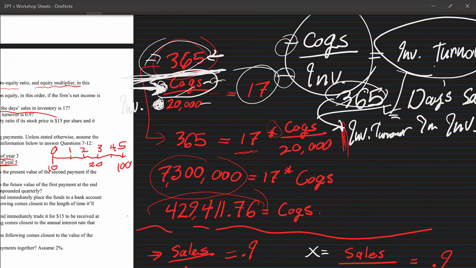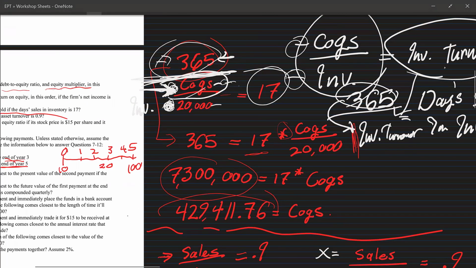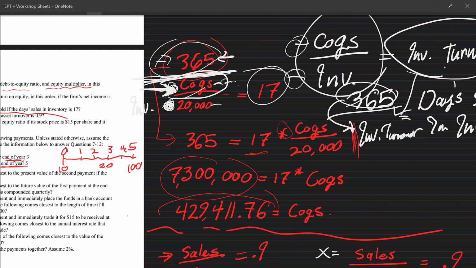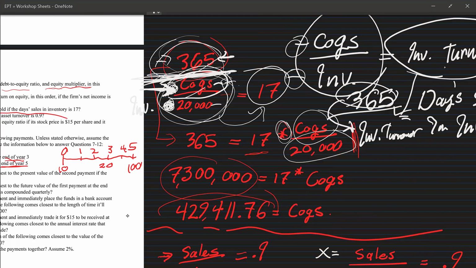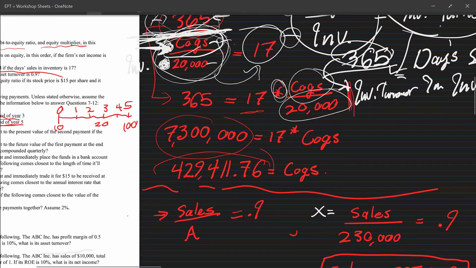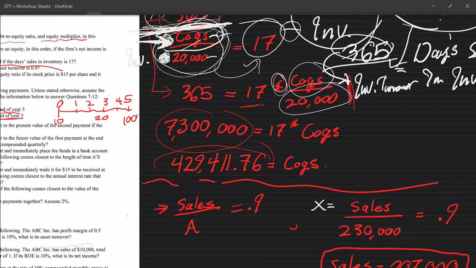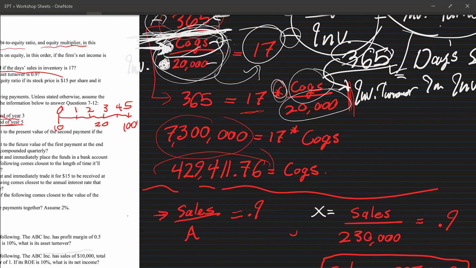If you want to take this out, what I did right here is set it up so that 365, since it's divided by all this stuff, I just multiplied it over the other side. Multiply this whole bottom fraction over to the other side to isolate that 365. And now I have cost of goods sold over 20,000 on that side times 17. It's kind of like a weird triple stack type. Yeah, let's go back.